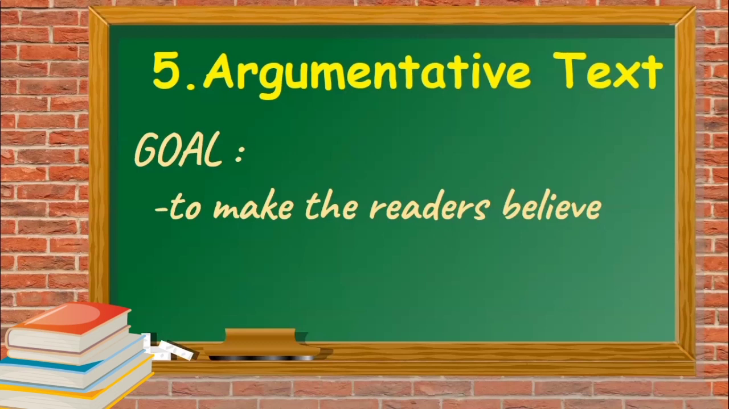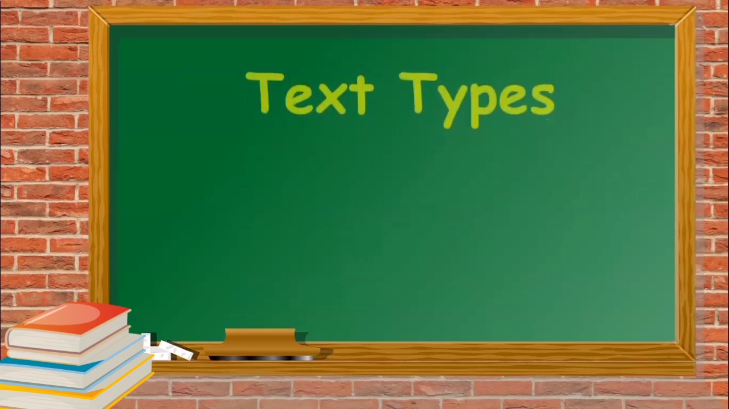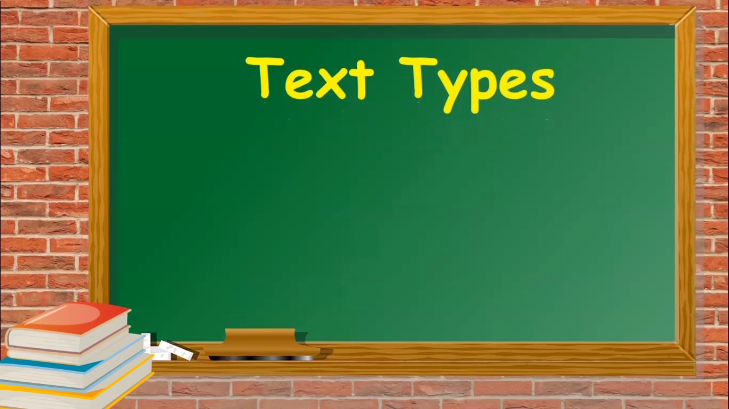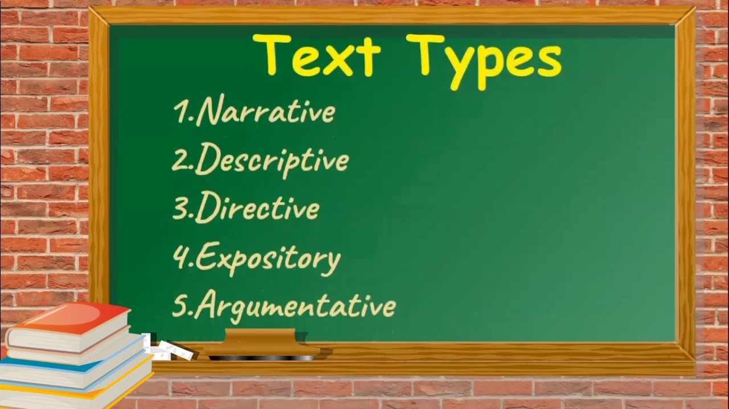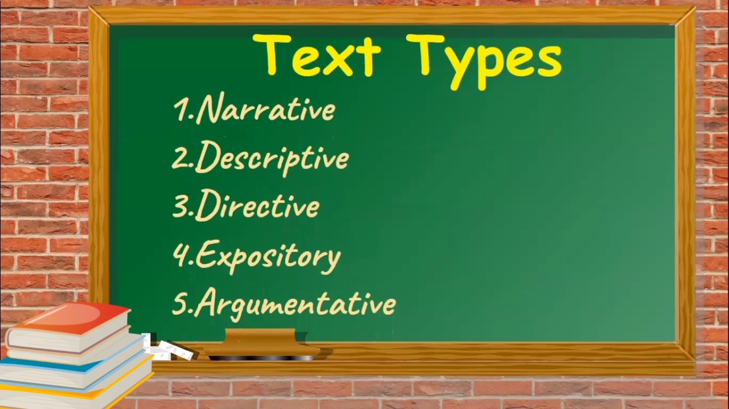And there you have it. We're done discussing today's topic, which is text types. Remember that a text type depends on purpose, structure, and language features. There are 5 major text types, namely narrative text, descriptive text, directive text, expository text, and argumentative text. I hope you have learned something in today's video lesson.